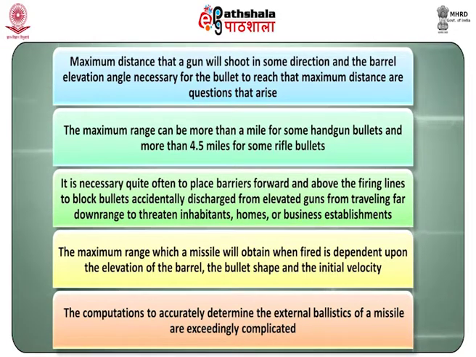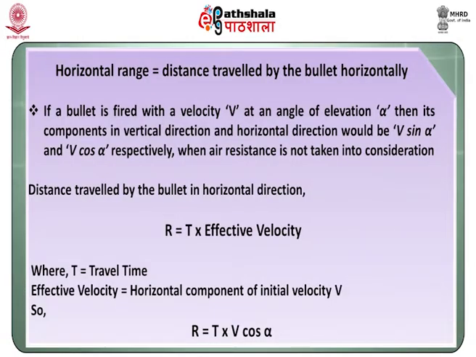The maximum range which a missile will attain when fired is dependent upon the elevation of the barrel, the bullet shape, and the initial velocity. The computations to accurately determine the external ballistics of a missile are exceedingly complicated. Summarily, horizontal range is the distance traveled by the bullet horizontally.